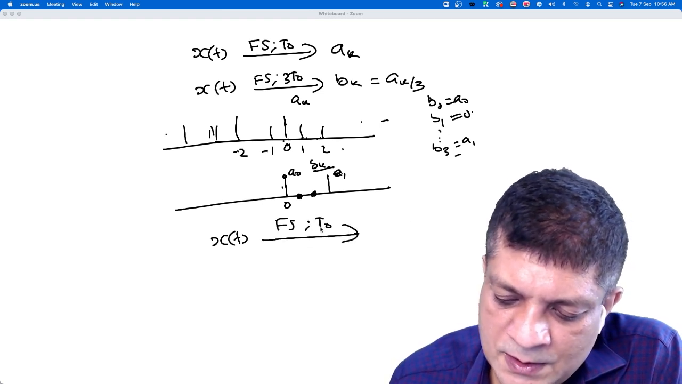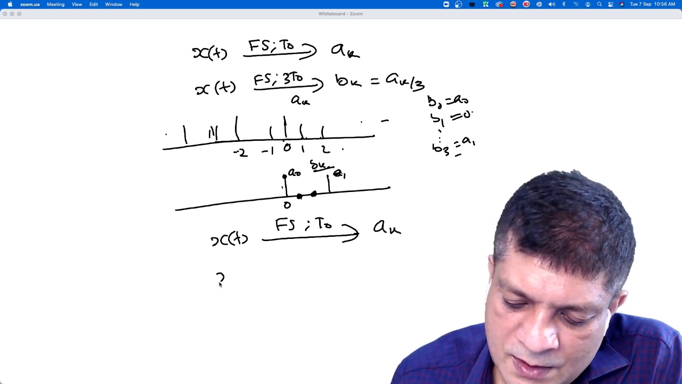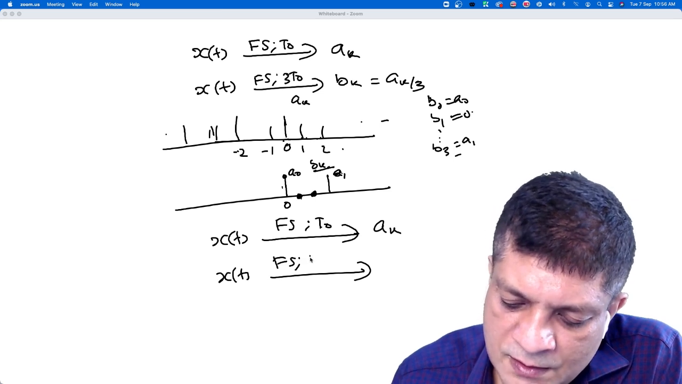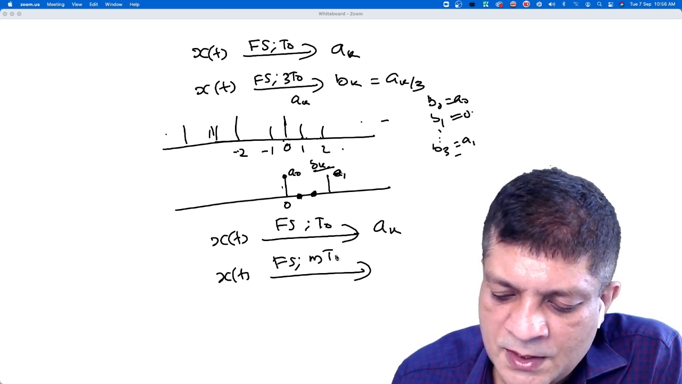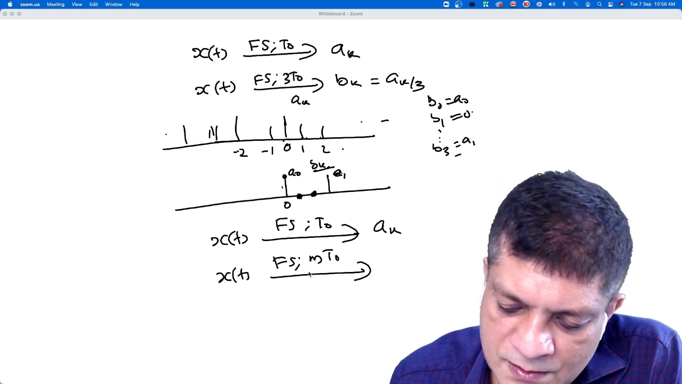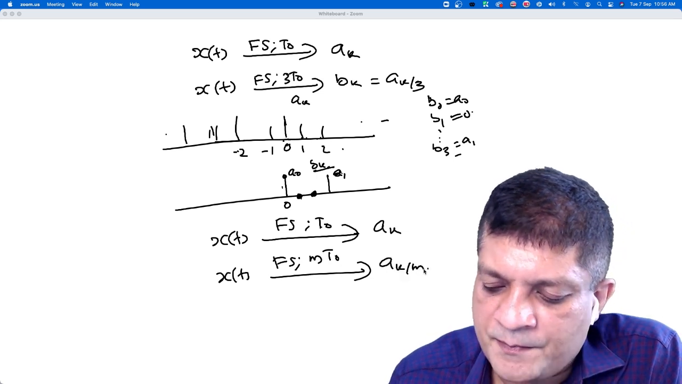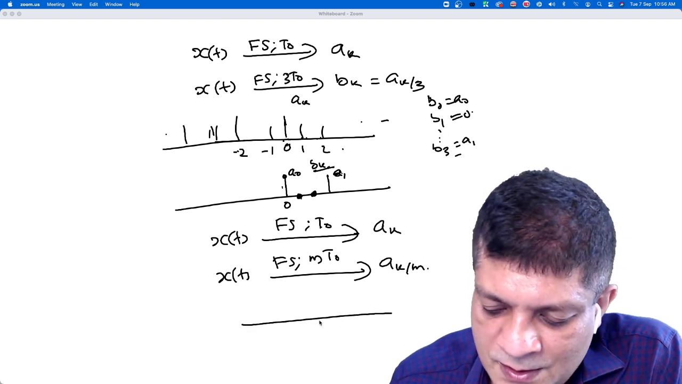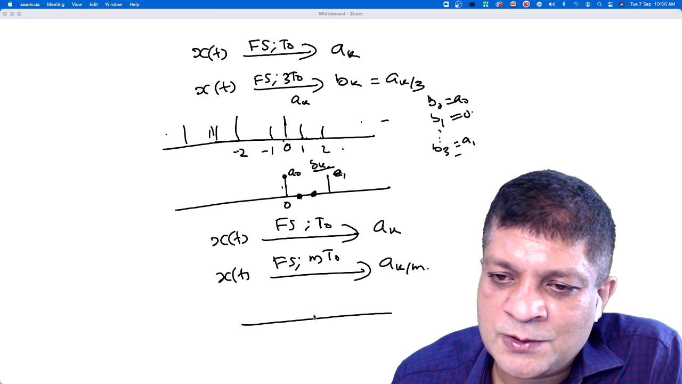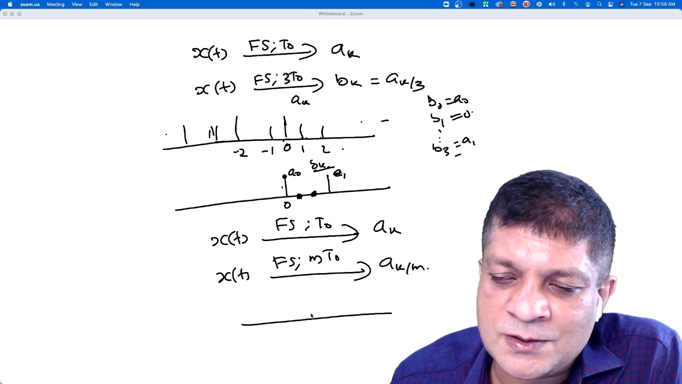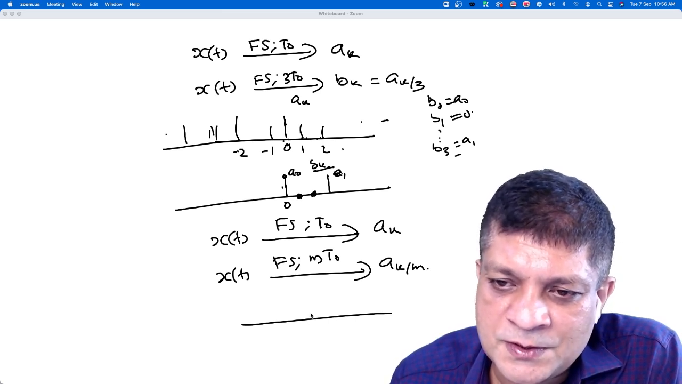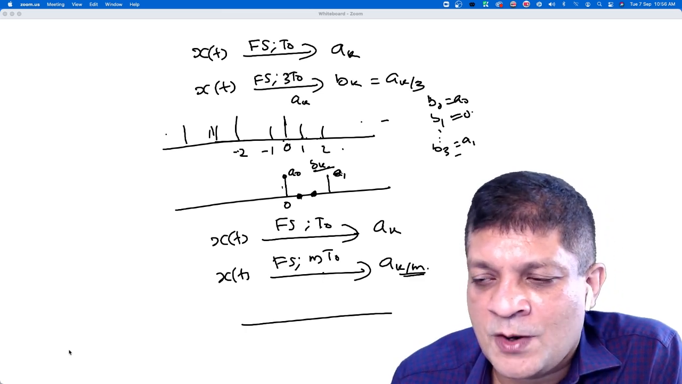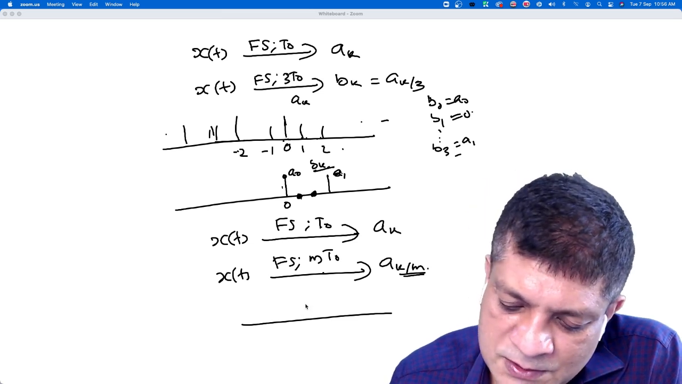with respect to fundamental period T naught, a_k, and if we consider the Fourier series representation of that signal with respect to, let's say, m times T naught, where m is an integer, then it is a_k by m. That means in the Fourier series representation, how many zeros are you inserting in between each consecutive Fourier series coefficient? If you consider a_k by m, how many? M minus 1 zeros.